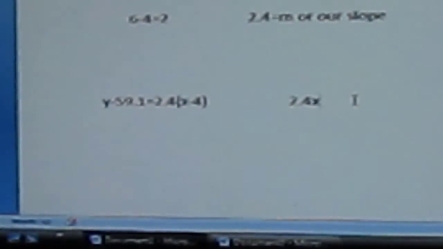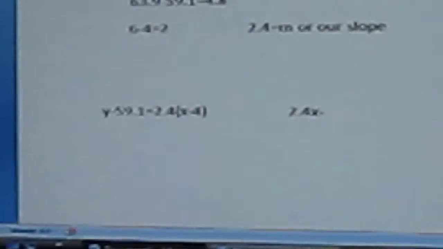Take 2.4 times x, which is 2.4x. When you multiply the second part of the equation, which is 2.4 times a negative 4, a positive times a negative is always going to be a negative, so we'll put our negative sign there. And 2.4 times 4 is 9.6. So this is our second half of our equation.